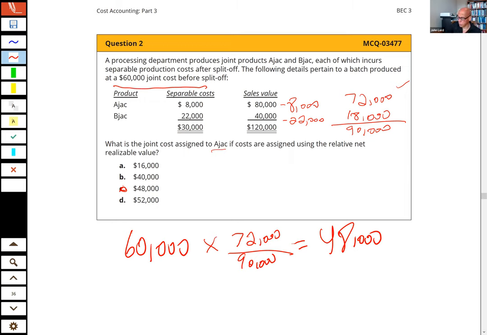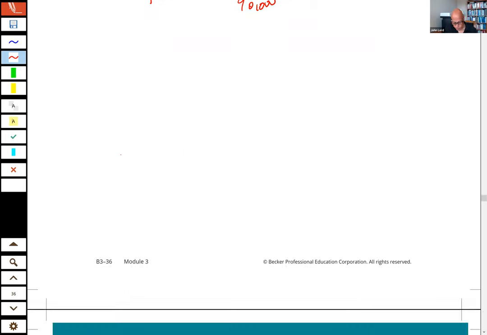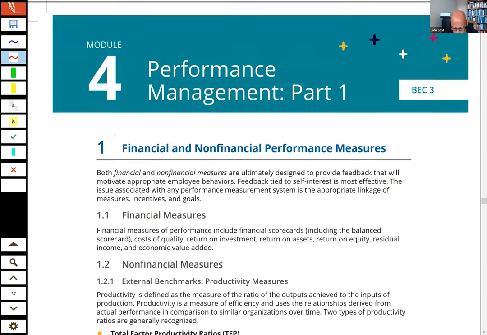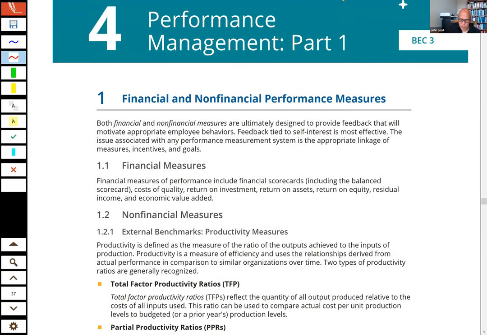Okay, good. Good work on that one. So let's go ahead and take a look at performance management, and they have two different parts. I'm not sure why we have to break these into two parts other than to have more bite-sized modules, I guess. But we're going to be talking about financial measures a little bit later. We're going to see that there are quite a few ratios and whatnot that they're going to expect us to understand. But we're going to start off the discussion with non-financial measures.